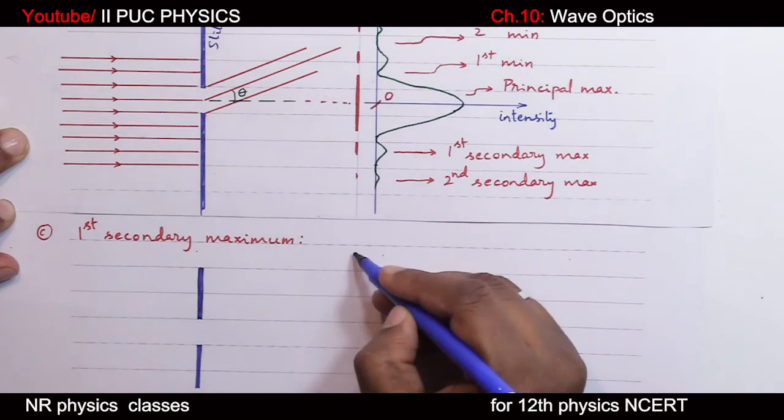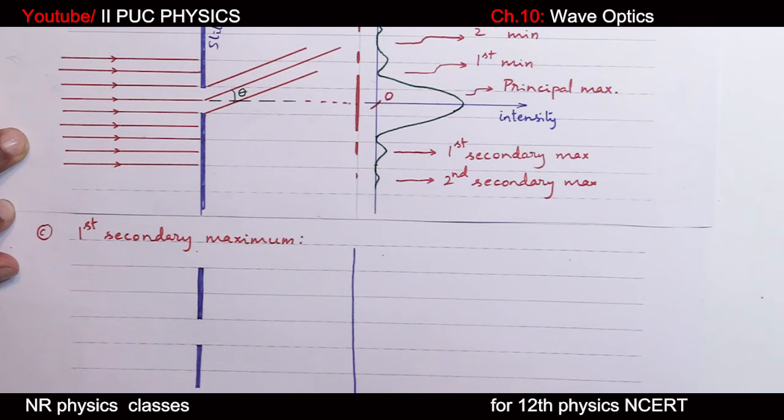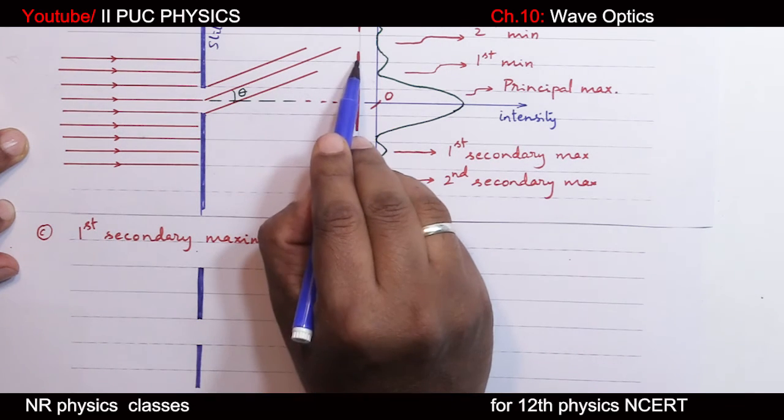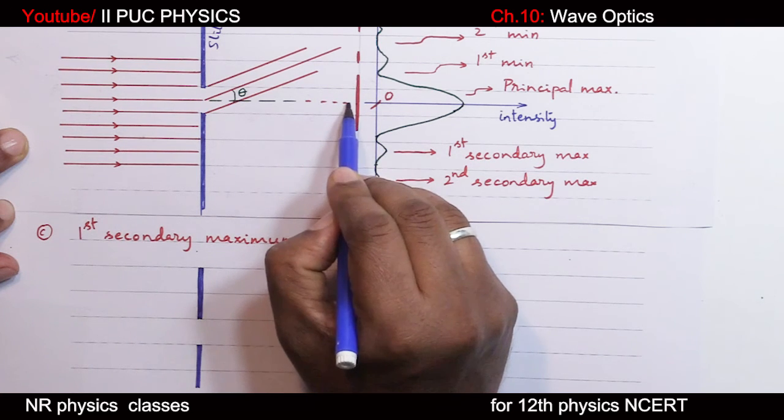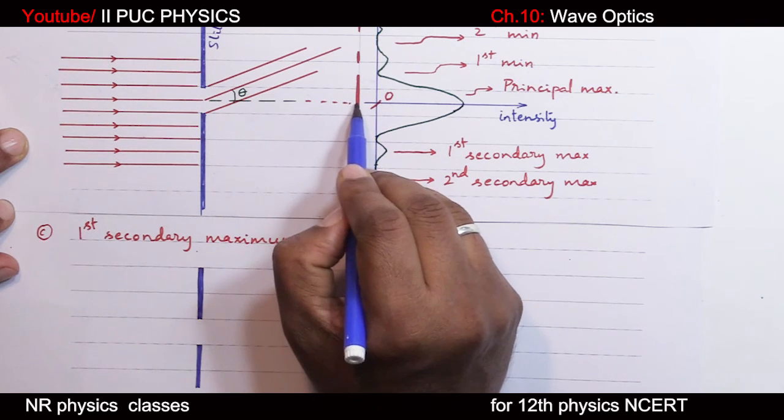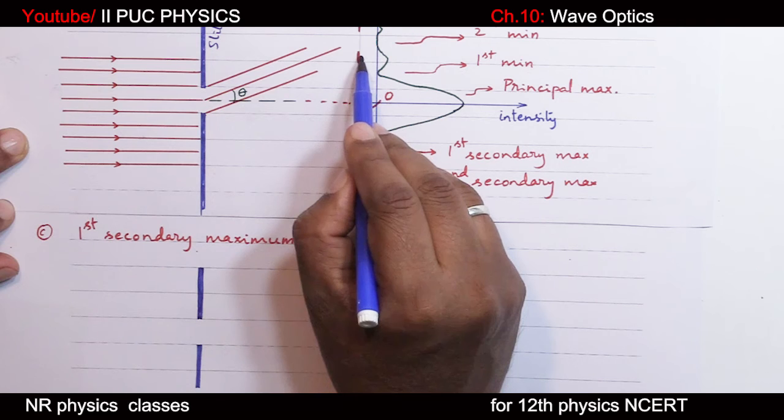This is the slit, this is the screen. Observe, the first maximum is some more away from the median. First central, first minimum, after that first maximum.